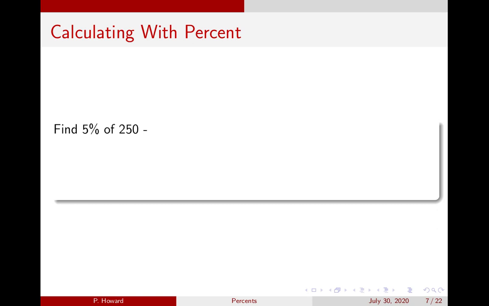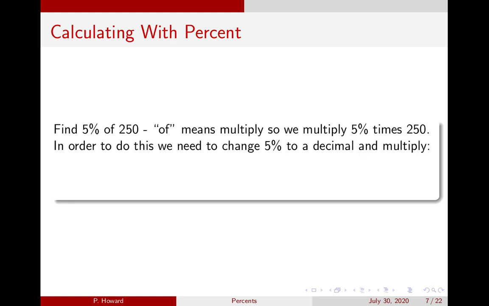Okay, let's try our first calculation. How do you find 5% of 250? Something I imagine you know how to do. The word "of" means multiply, so we're going to multiply 5% times 250. To do this, we will have to change 5% to a decimal, at least if you do it on most calculators.